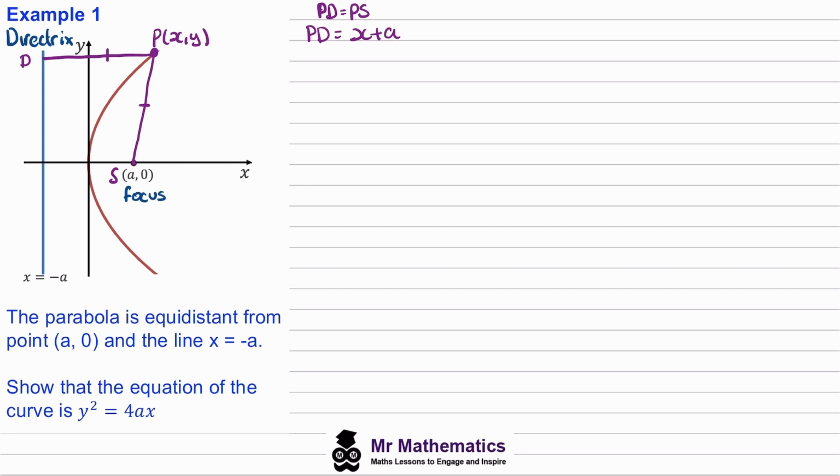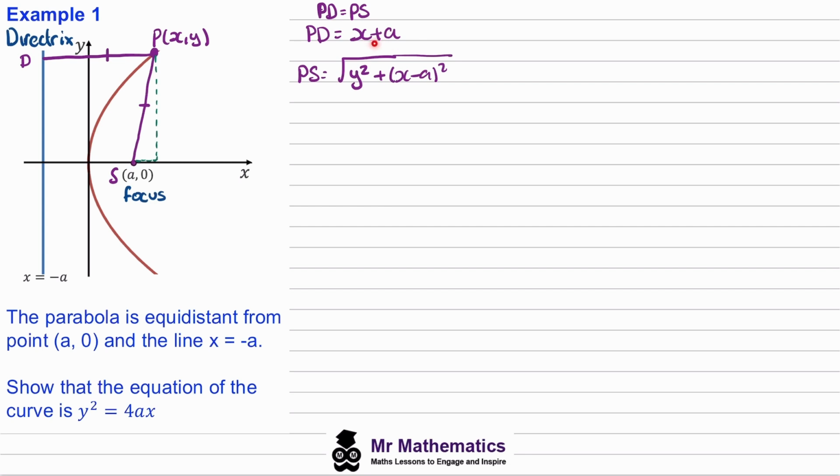And we can work out the length PS. This is the hypotenuse of a right angled triangle. The height of the triangle will just be the y value. So PS will be the square root of the height y squared, and then we need to work out this length. But this will be the x value minus the a value, which is the base of our triangle, x minus a. So PS will be the square root of y squared plus (x minus a) squared.